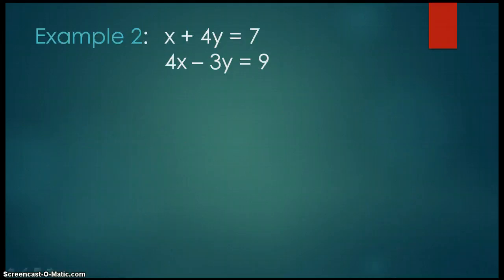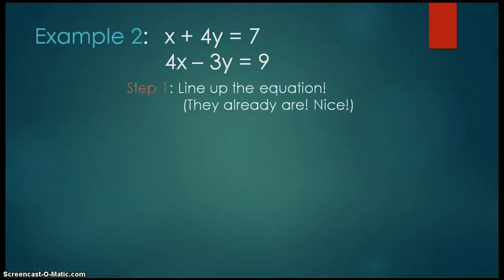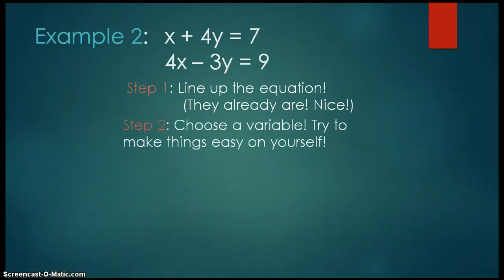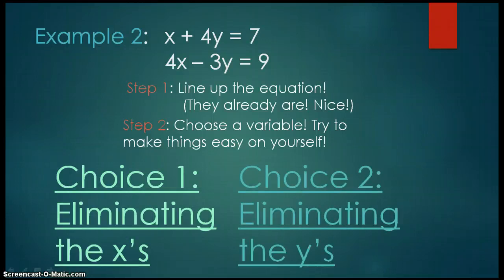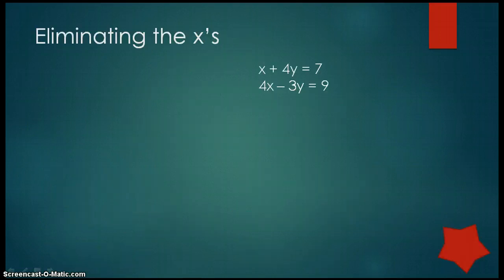So, another example. We have x plus 4y equals 7 and 4x minus 3y equals 9. We want to line the equations up, which they've already done for us. Step 2, choose a variable. Remember, you want to make this easy on yourself. Don't put yourself into a lot of work by choosing one where you have to multiply both equations. On this one, again, your coefficient of x is 1, so you could multiply that top equation by 4 in order to get the x's to be the same. That's the easiest route, so let's go with x's.